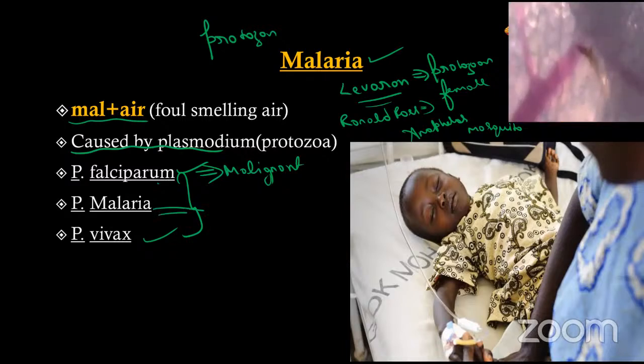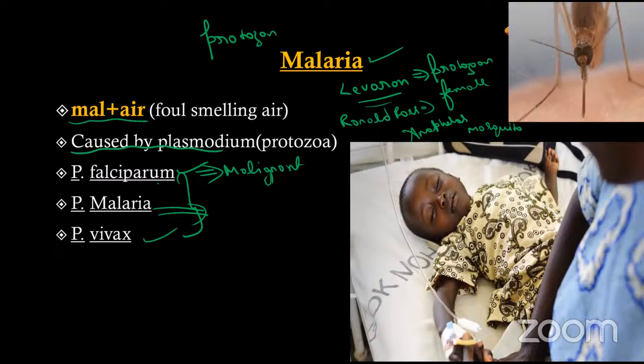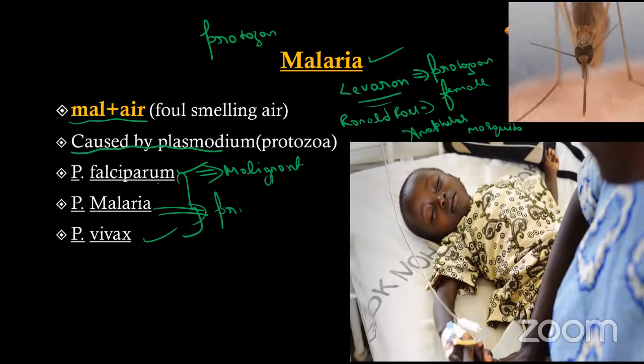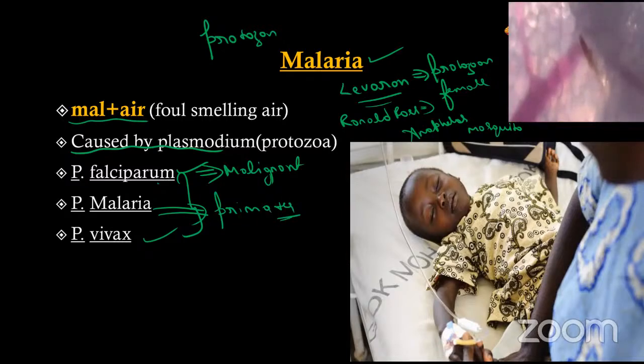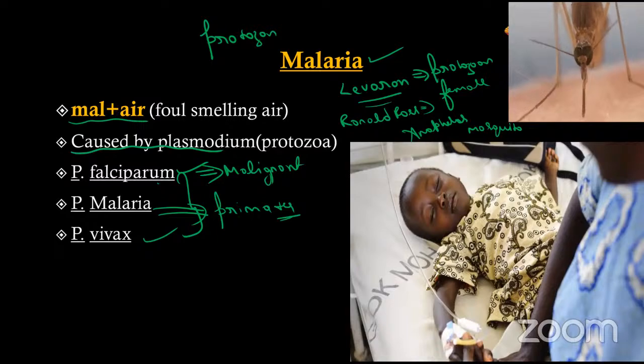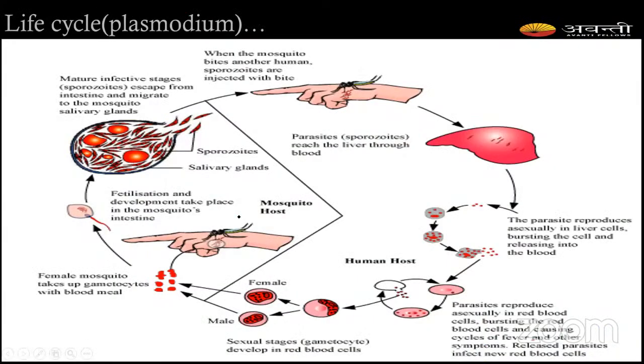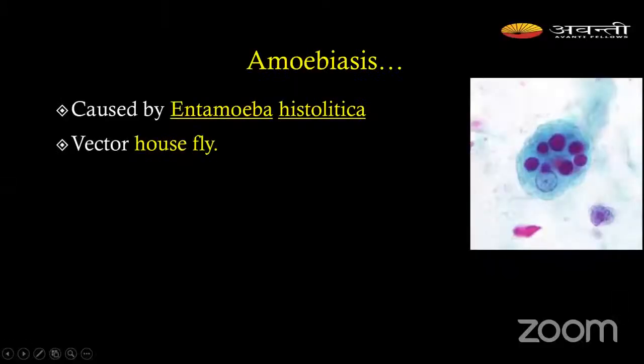And you have to remember, this is the only species which can cause malaria in primates. All the primates it can cause the disease. So this is about malaria. In the next class, we are going to talk about the life cycle of Plasmodium and all the things.